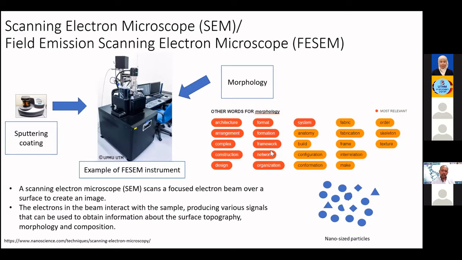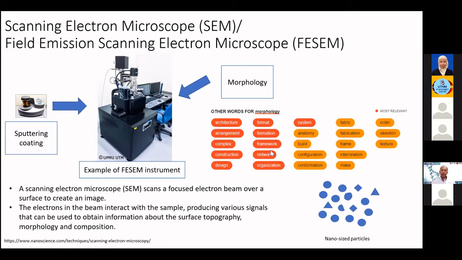The particle is in nanometer, very small. So that's why we need to have a scanning electron microscope. Why did I put scanning electron microscope and also field emission scanning electron microscope? Sometimes some instruments have a good SEM, so they can take a picture of the nanoparticle.